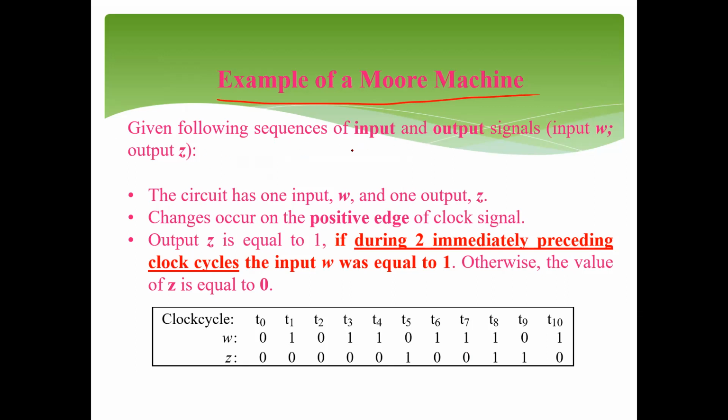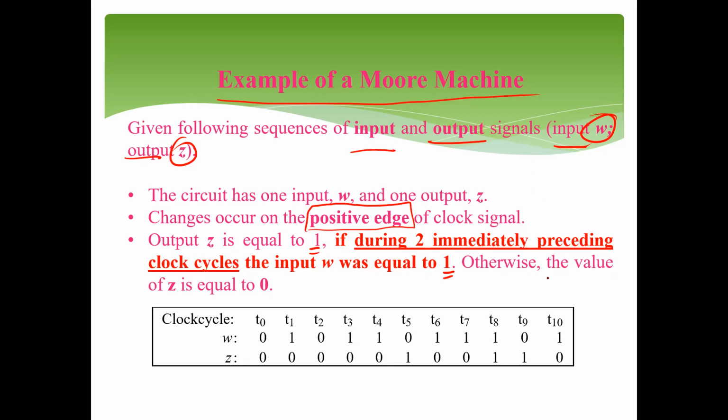Given the following sequence of inputs and outputs signal, we have an input called W and we have an output called Z. The circuit has one input W and one output Z. Changes occur on the positive edge of the clock signal. This is very important to note because this is going to determine what goes into your sensitivity list. The output Z is equal to 1 if during two immediately preceding clock cycles, the input W was equal to 1. Otherwise, the value of Z equals 0.